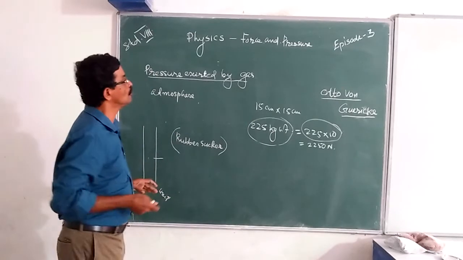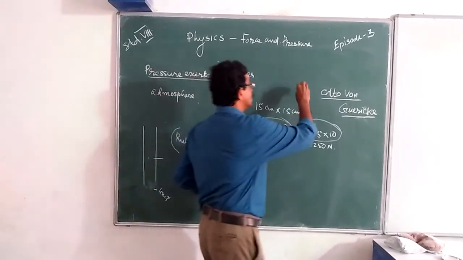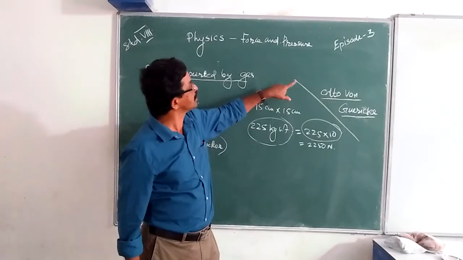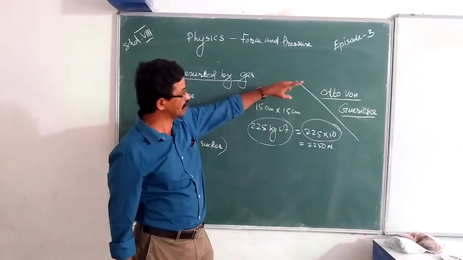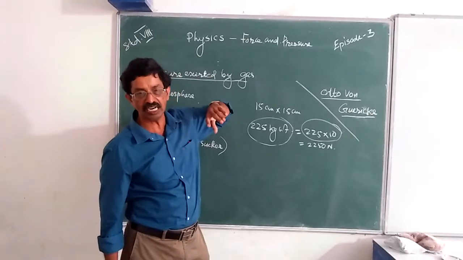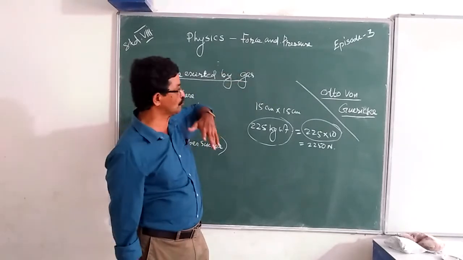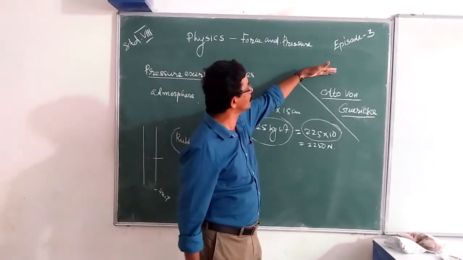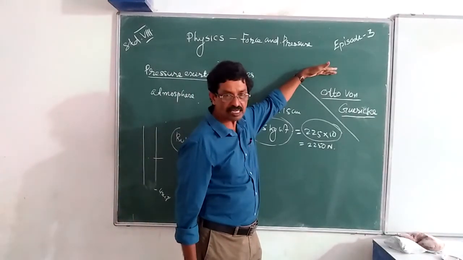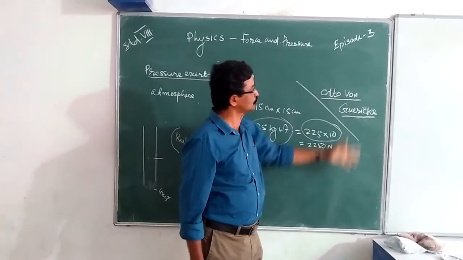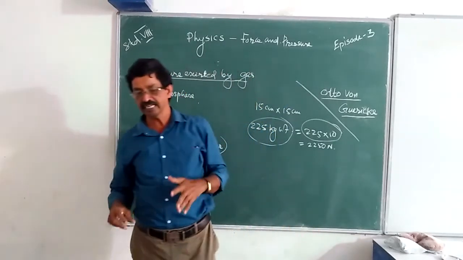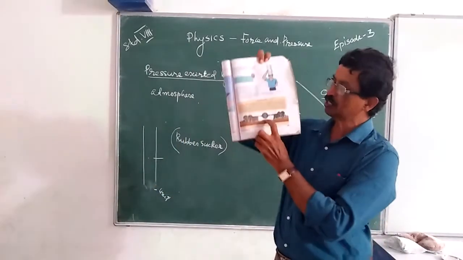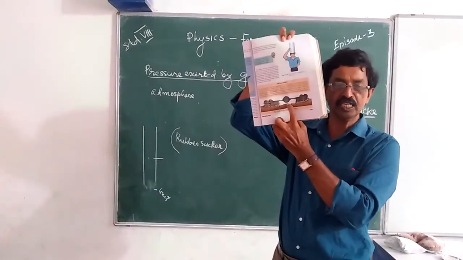Now, see one more activity to find out how much the atmospheric pressure is. A person, Otto von Guericke, did an experiment. Just like this, you see, there are two hemispheres attached or fixed.